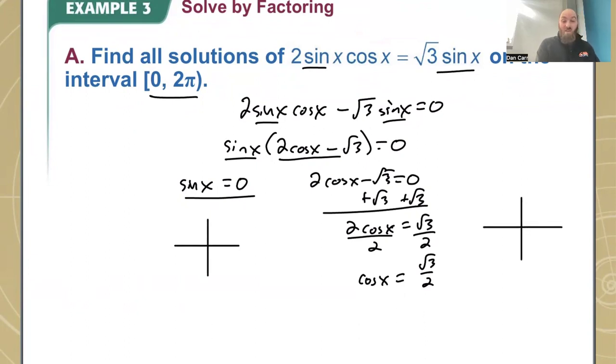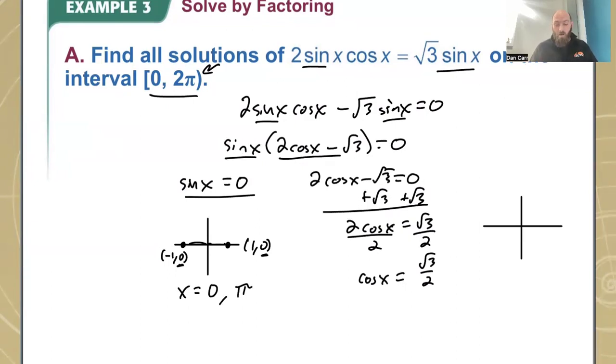Okay, so we got sine of x equal to 0. If you remember your quadrantal angles, that's going to happen at 2 spots. It's going to happen here and here. That is (1, 0) and (-1, 0). The sine is the second value in both cases. So on this specific interval, x is going to equal 0, not 2 pi, and it's also going to equal pi. Those are the two possibilities there.